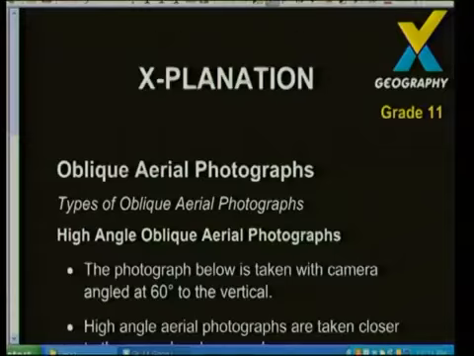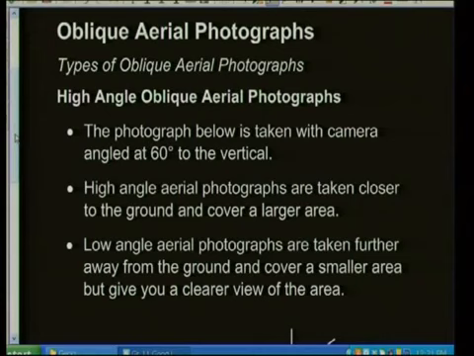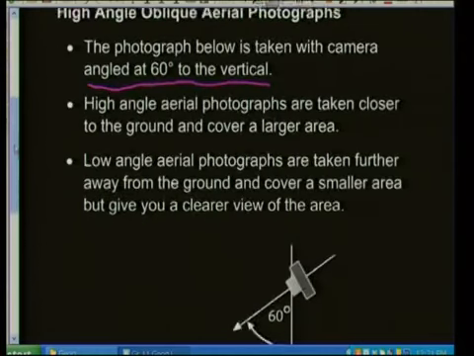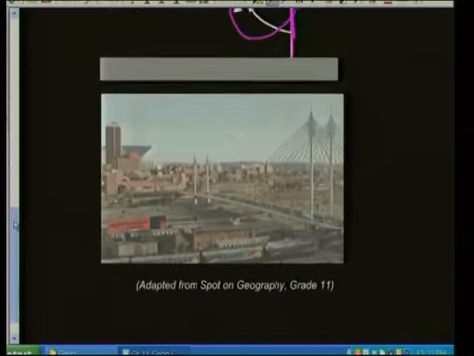Let's look at the next one. The high angle photograph. Now, the high angle photograph is also taken at an angle, but at an angle of 60 degrees to the vertical. All right? Let's look at this. Can you see it here? The other one was 30 degrees. Now it is 60 degrees to the vertical. And it's also taken lower down. So let's look at this picture here.